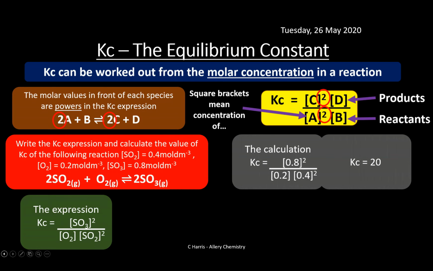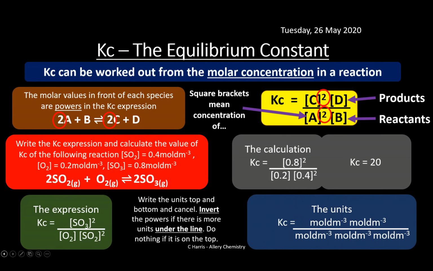Okay, so let's put the numbers into our calculation. So Kc equals 0.8 squared divided by 0.2 multiplied by 0.4 squared. So our Kc value here is 20. Okay, so we just put all the numbers in. Remember to square the numbers. Look at the number of moles in your equation, and that's the power that you put on your Kc expression.